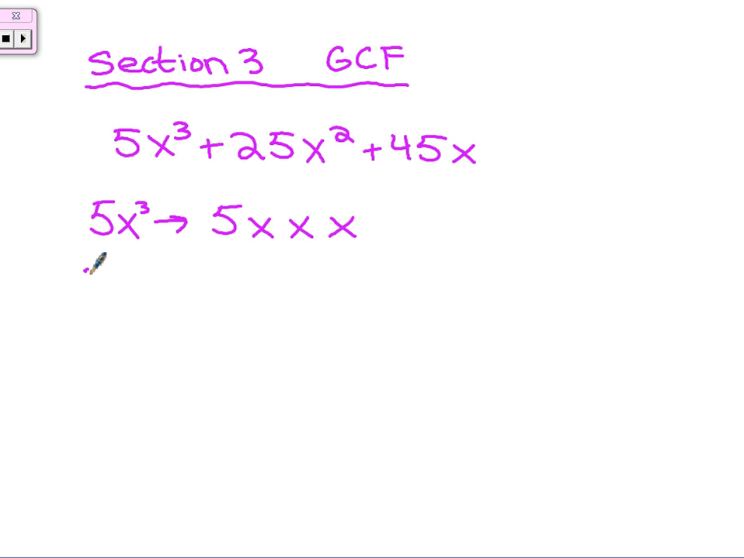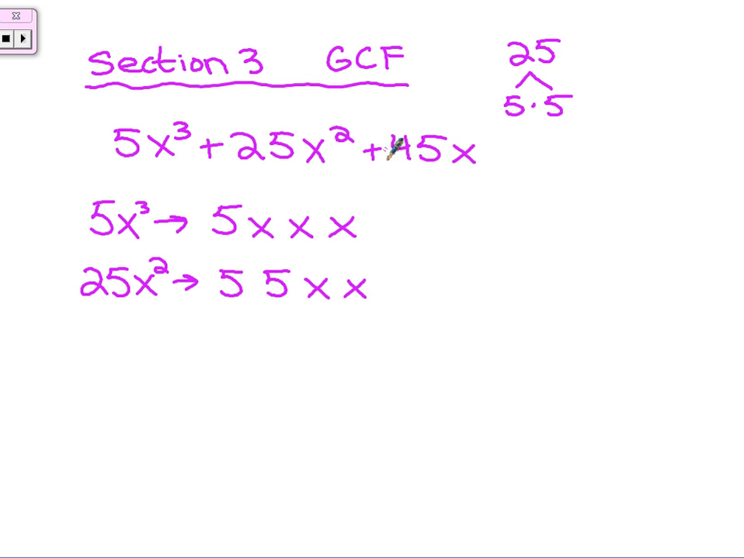Now let's mess with this guy, 25x squared. The 25 is a pretty big number, so I'm going to do that off to the side here. The 2 numbers that I could multiply together to get 25 are 5 times 5. And since those can't get any smaller, we stop there. So 5 times 5. And then there's 2 x's.